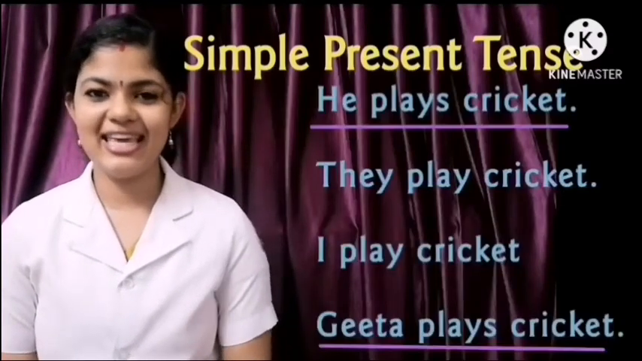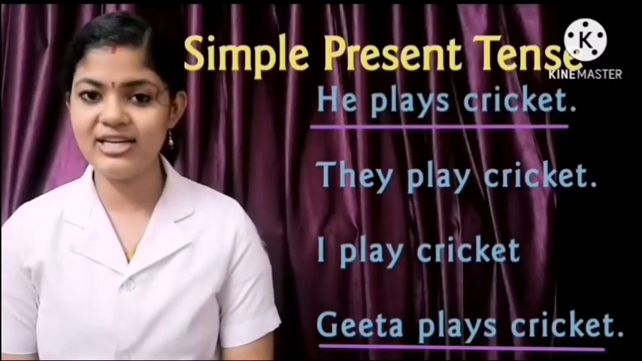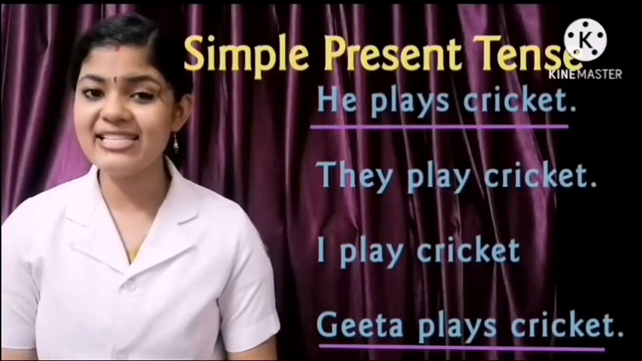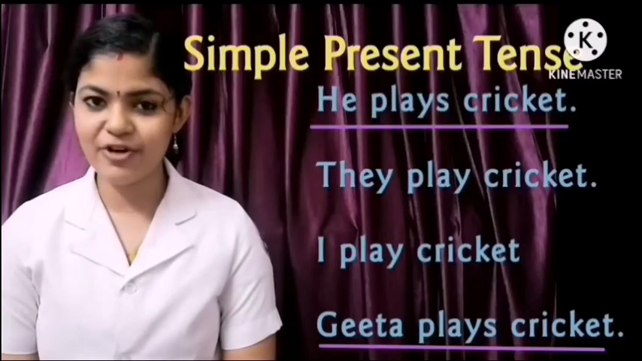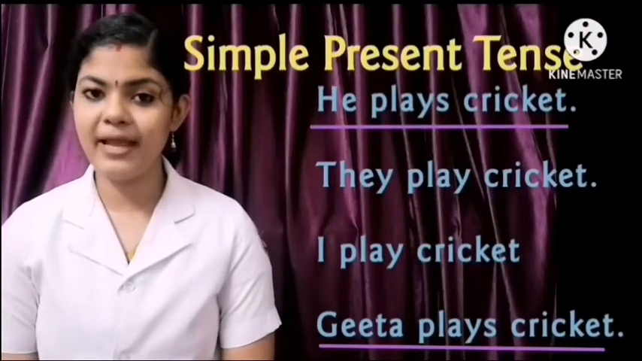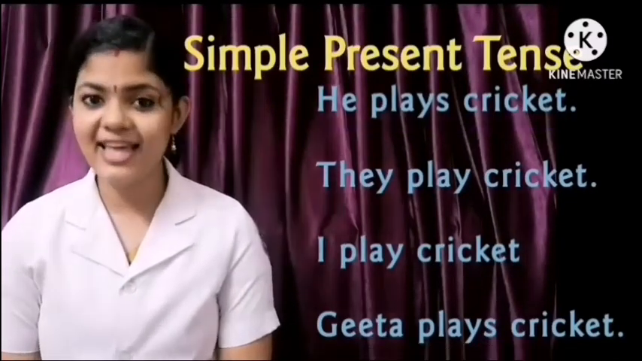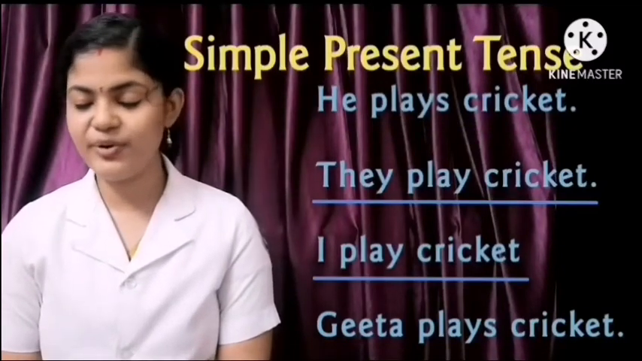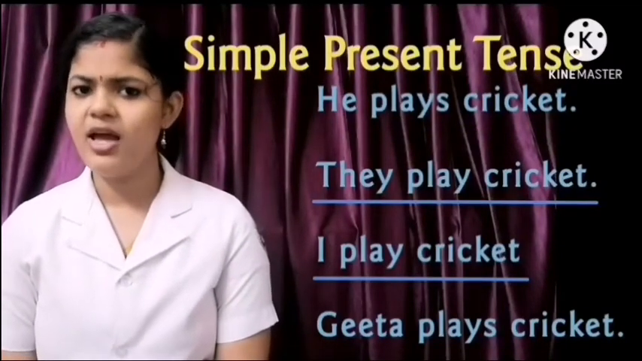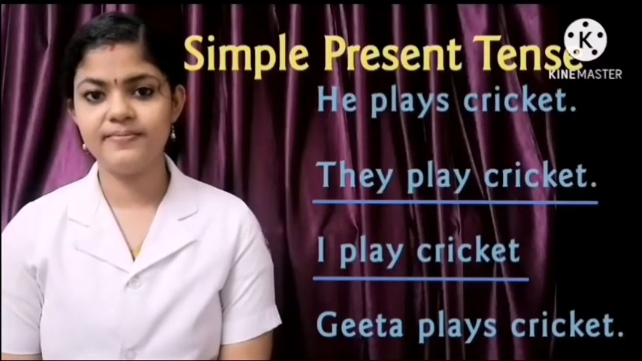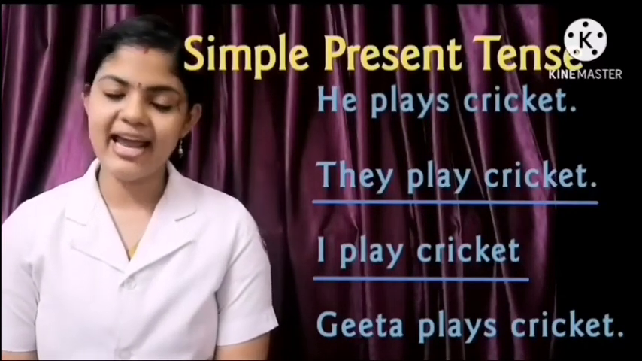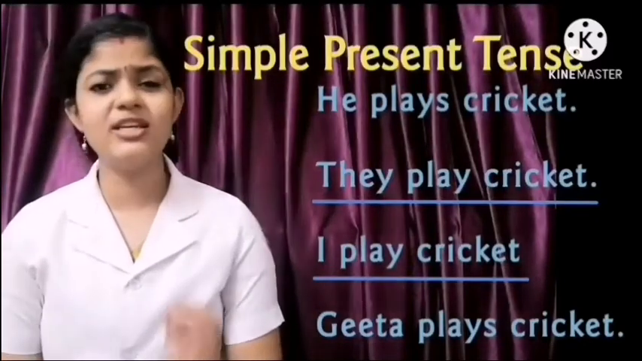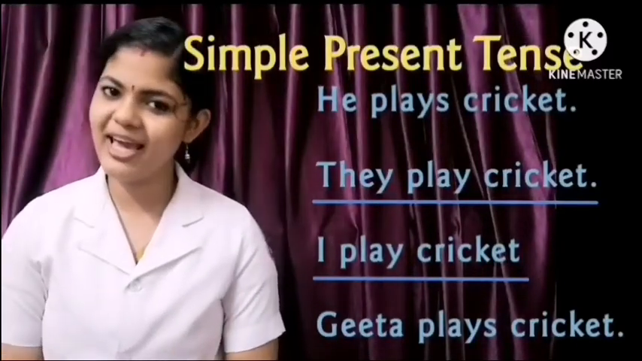Here, he and Gita are singular subjects, so we add S with the base form of the verb, which means play becomes plays, and they is a plural word, so we do not add S with the verb. And there is an exception, that is I. We will not add S, ES or IES with I also. Okay? So children, I hope you understood the 3 different sentences in English.